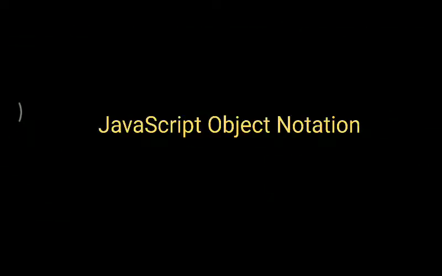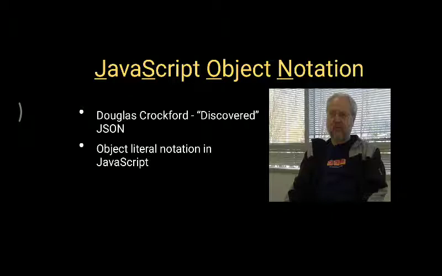Now you can see here, what is actually JavaScript Object Notation? I have already told you the purpose of JSON. You can call this JSON, and it is also used for extracting data. JavaScript Object Notation was discovered by Douglas Crockford. It is object literal notation in JavaScript.